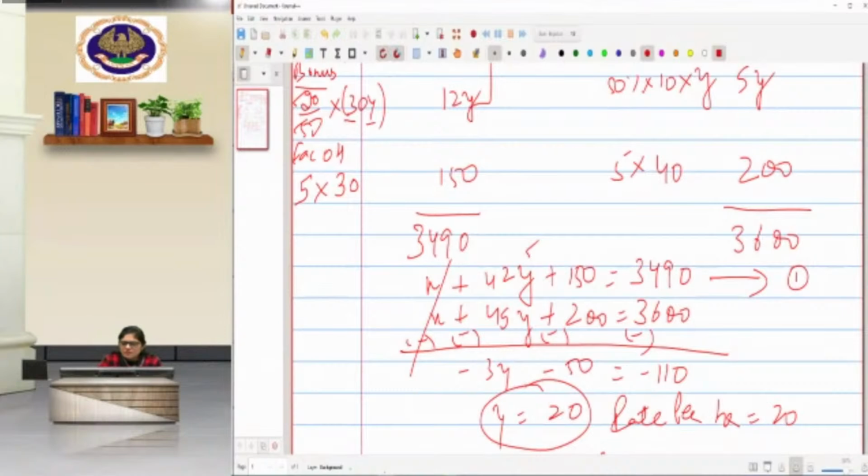You just take it over there. If I can further do it, minus 3Y equal to minus 160. Just do it.